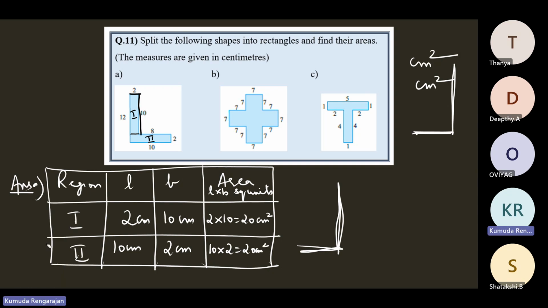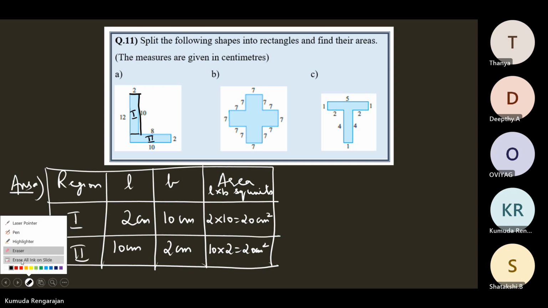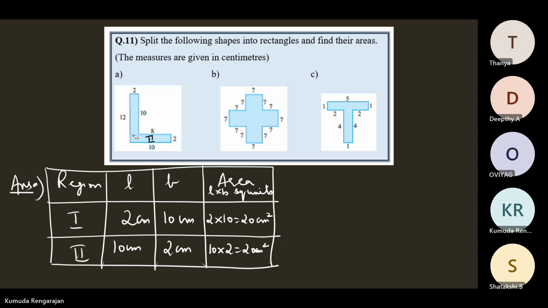Okay. What's the area of the figure? Ma'am, it is 40 centimeter square, ma'am. Yeah, how did you get it? I added the 20 and another 20. Yeah, correct. Area of the figure is equal to 20 plus 20, which is 40 centimeters square. Very good, Satakshi. Well done. Very good. Thank you, ma'am.